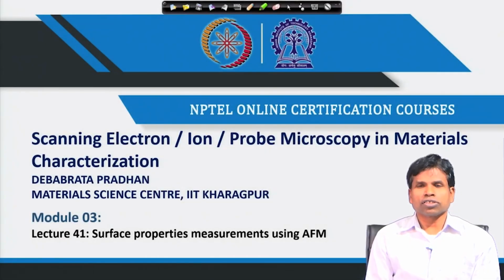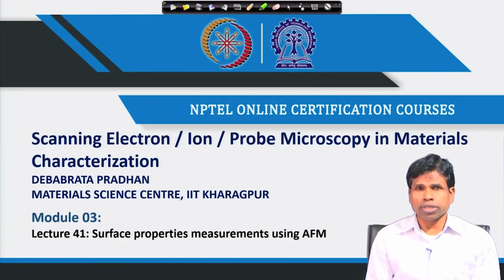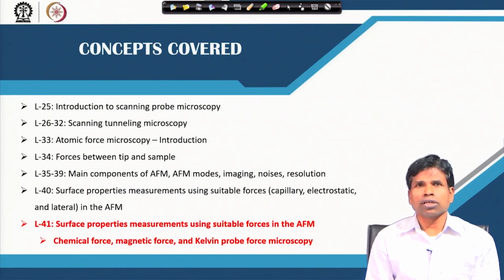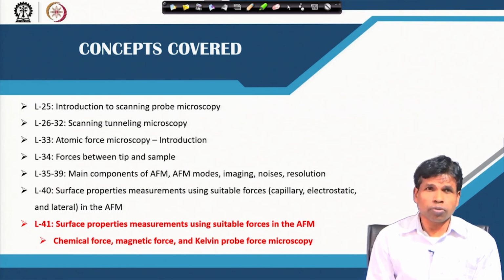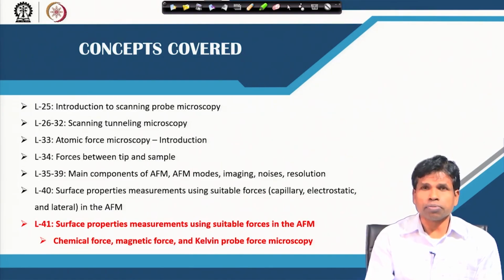Welcome back to our course on scanning electron ion probe microscopy in material characterization. We have been discussing different surface properties using AFM. In our last lecture, we discussed capillary force, electrostatic force and lateral force atomic force microscopy. In today's lecture, we will be discussing chemical force microscopy, magnetic force microscopy and Kelvin probe microscopy. In addition to that, we will also talk on conductive force microscopy, or conductive AFM.